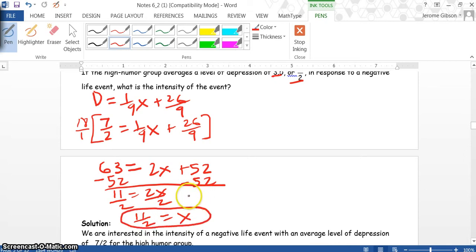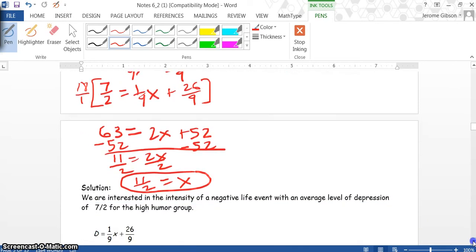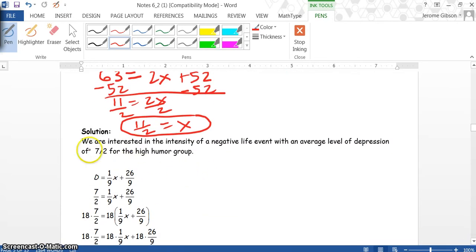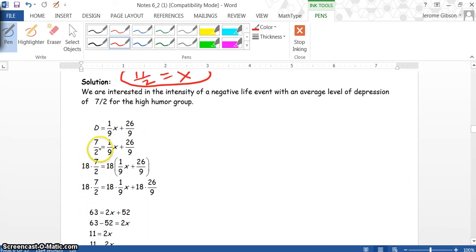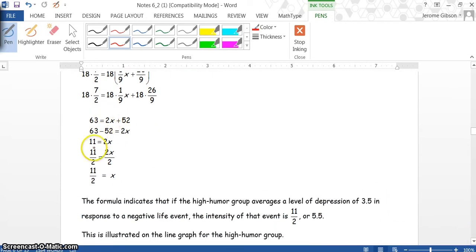And that is our final answer. It'll be 11/2. Now we must remember that this 11/2 represents the intensity level. So we come down here, and this also shows the solution. It says we are interested in the intensity of a negative life event with an average level of depression of 7/2 for the high humor group, which is what we did. We substituted in 7/2 for D, and we found the common denominator and multiplied it out. And this also shows the final answer of the equation.